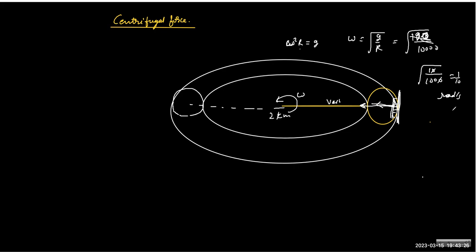So 1 by 10 radian per second. If you start your fan at this radian per second, you will see the fan is slowly turning, right? And 1 by 10 radian per second is not a big deal, right? So what is the time period? 2 pi by omega, which is like 20 pi seconds. 20 into 3.14, how much is that roughly? So it's 60 seconds, right? More than 60. It means the entire ISS will take more than a minute to make one rotation.